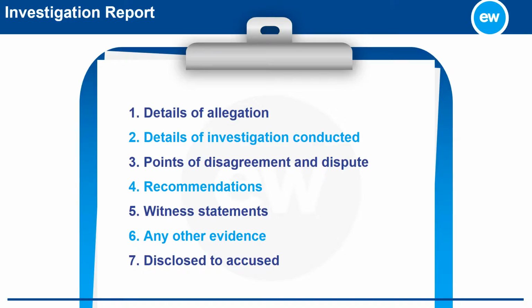Once the investigator is satisfied that the investigation is complete, their findings should be set out in an investigation report. The report should outline: 1. The details of the allegation, 2. The investigation conducted, 3. Any points of disagreement or dispute between the versions of events, 4. The investigator's recommendations for further action, 5. Copies of the witness statements should be attached, and 6. Details and copies of any other evidence collected should be listed and included. The final report should then be disclosed to the accused.